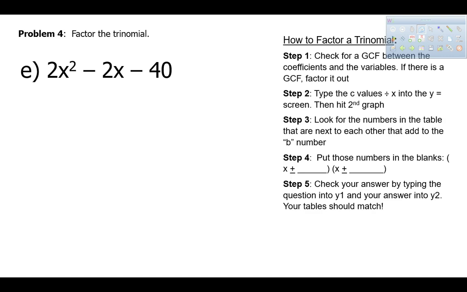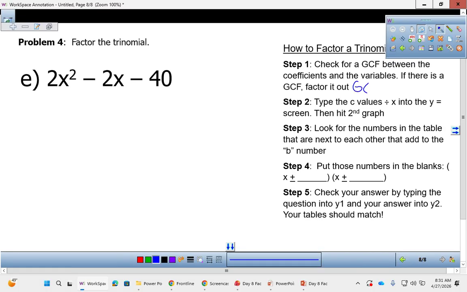So there's a GCF. Now, is the GCF 2 or 2x? 2. Why isn't there an x? Because 40 doesn't have an x, right? That last term doesn't have an x. There's no GCF with x. All right, so we've got to divide out the 2. Got that so far?